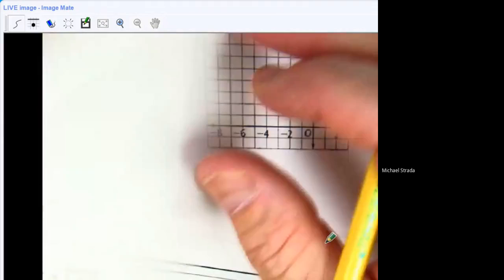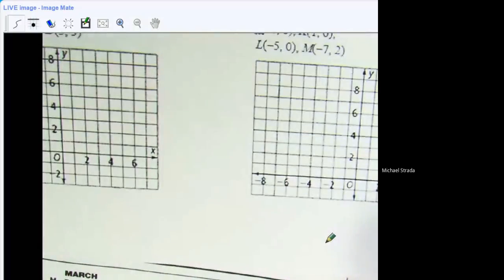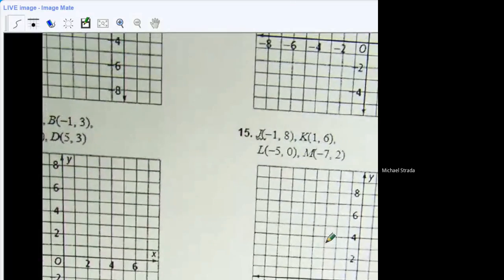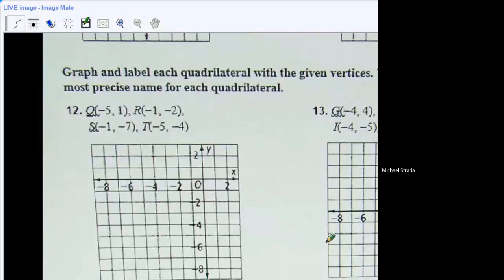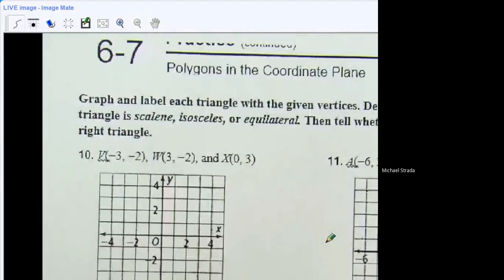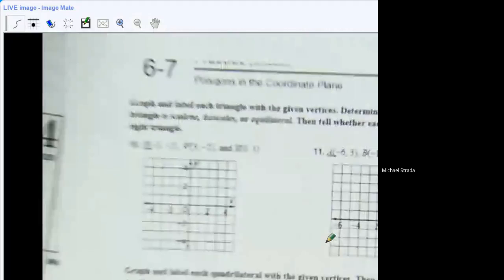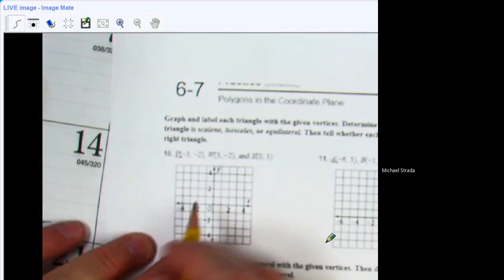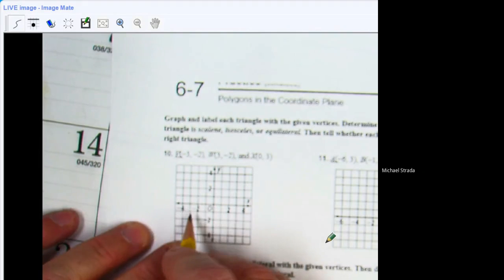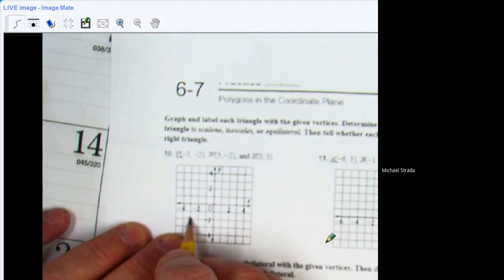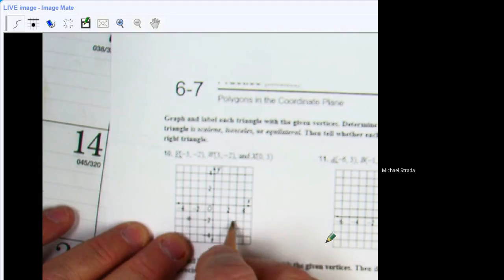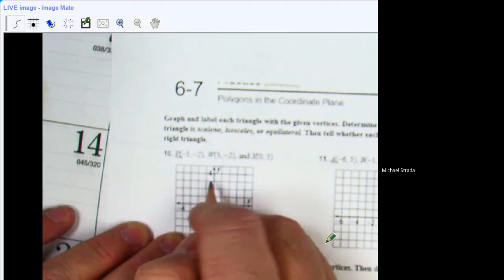All right, now the back. Graph and label each triangle with the vertices. Determine whether each triangle is scalene, isosceles, or equilateral. Then tell whether each triangle is a right triangle. So (-3, -2), (3, -2), (0, 3).